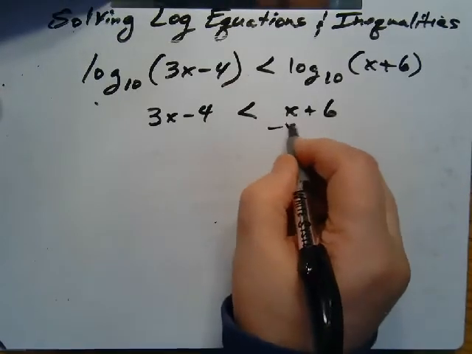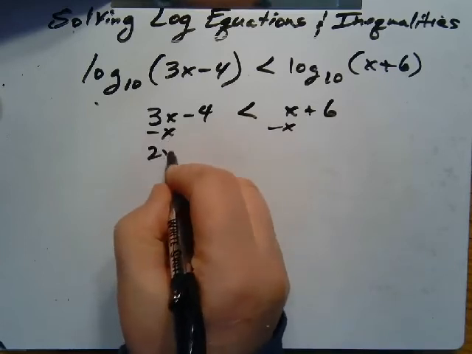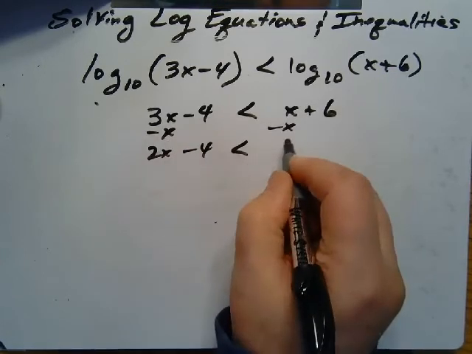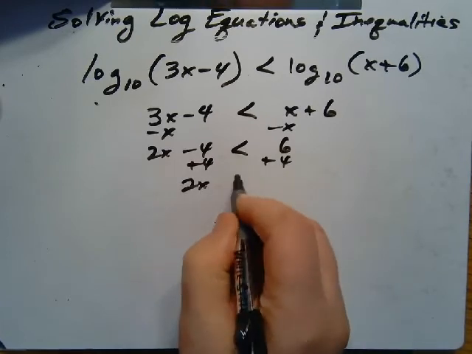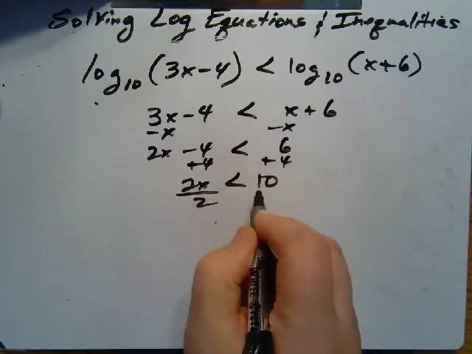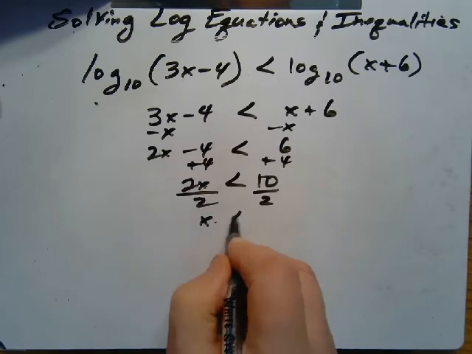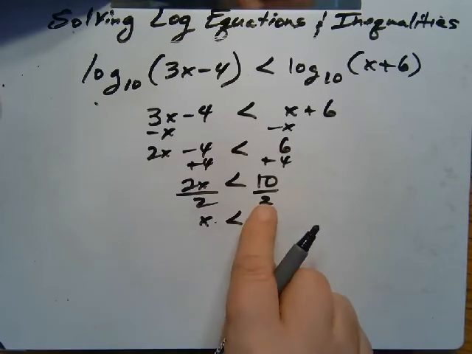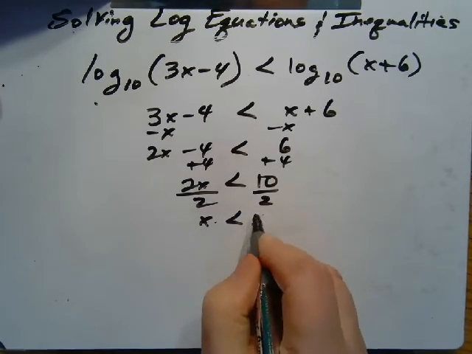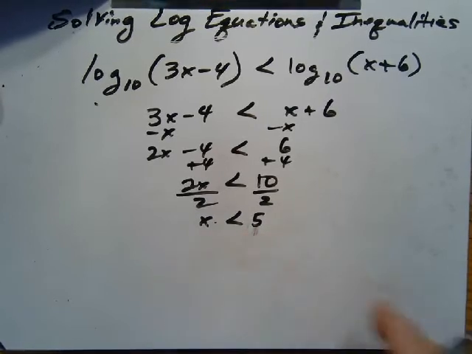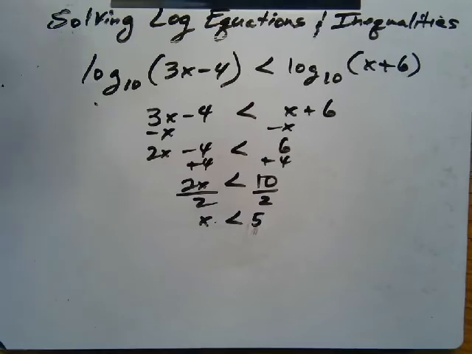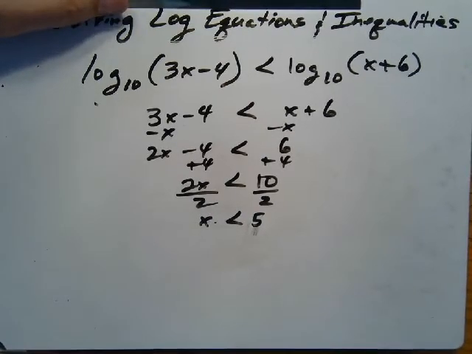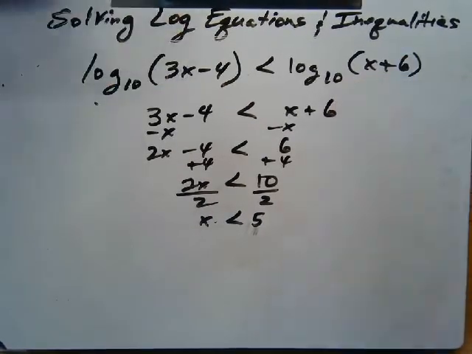Let's solve this, subtracting x from both sides. Adding 4 to both sides. Dividing by 2. Now you can see that all of the normal steps that we've ever used in solving still apply. If I'd had to divide by a negative, I would have turned the sign around here. So all the same rules apply, but if there's a log on both sides, we simply set the two logs equal to one another.